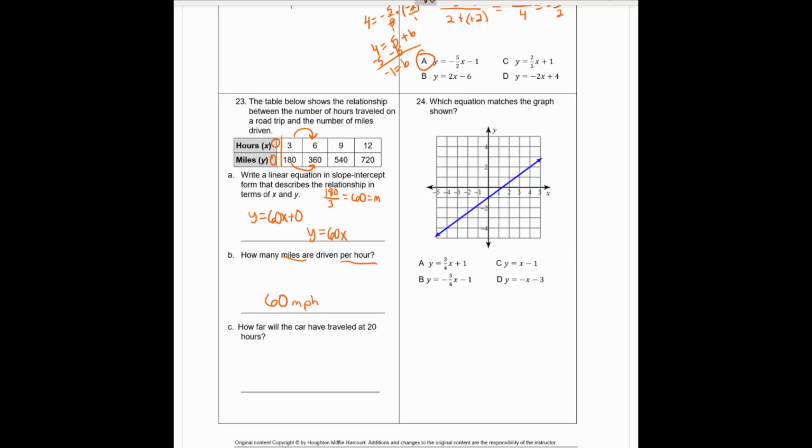How far will the car have traveled at 20 hours? Well, we would take our equation and plug in 20. So 60 times 20 is 12 with 2 zeros, so 1200. And my units here would be miles. That's kind of a tough one. So it is helpful to relate this to some of the other things we've done, like explicit rule, and just thinking about these. If it helps to think of these as points, this is 3, 180, and this is 6, 360. And so what you can do is use slope-intercept form or point-slope form to figure this out. You can use the slope formula to help you find the slope. So lots of options of what we can relate this to.